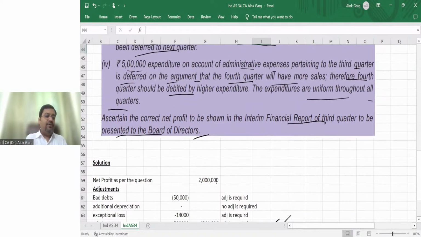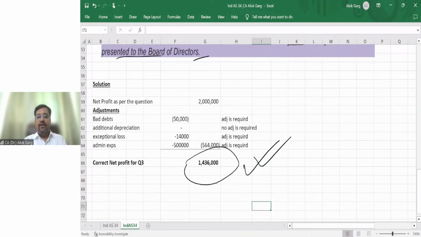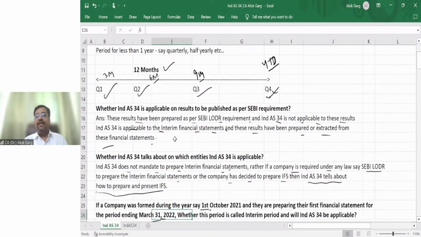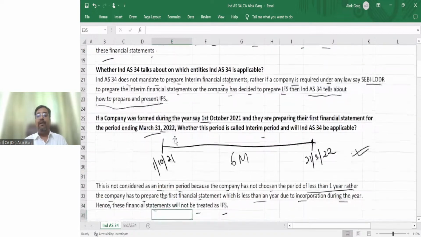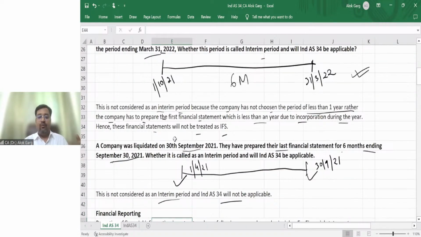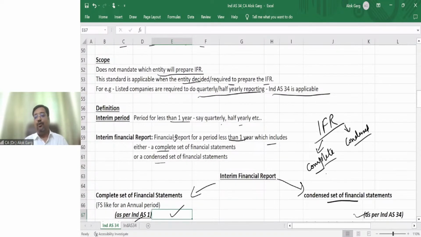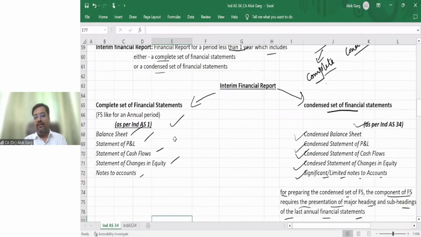Is that clear? Any doubt? Is that clear, friends? Friends, since morning we have discussed interim financial reporting. We have discussed what is meant by interim period, what is meant by financial reporting. Interim period means a period which is less than 1 year. Then, friends, we have discussed that this standard is applicable to those entities who have decided or are required to prepare interim financial statements as per any other law, right? Then we have discussed that an interim financial report could be of two types: a complete set of financial statements like the annual set, or a condensed set of financial statements, right?